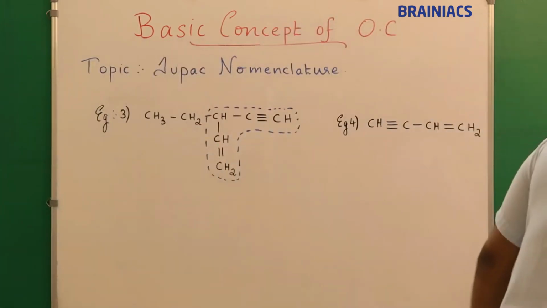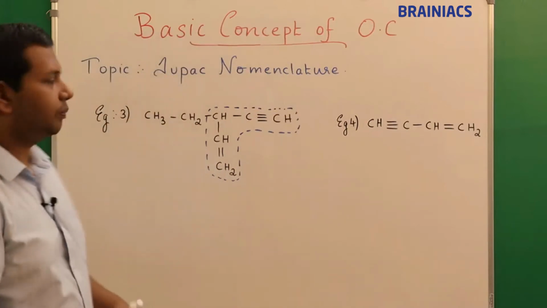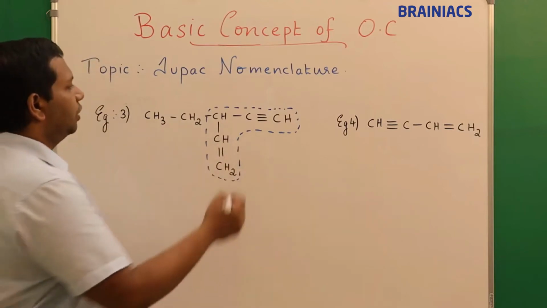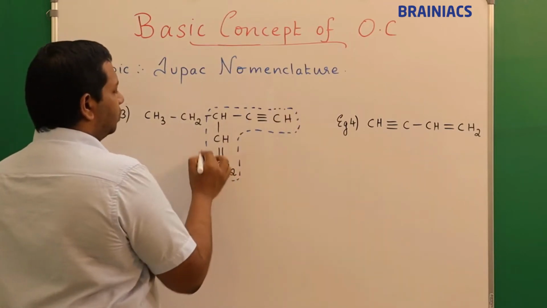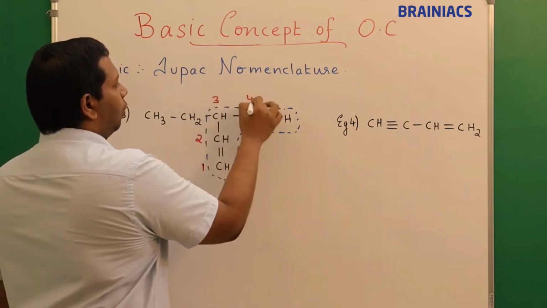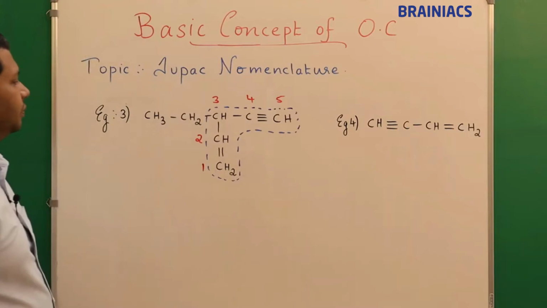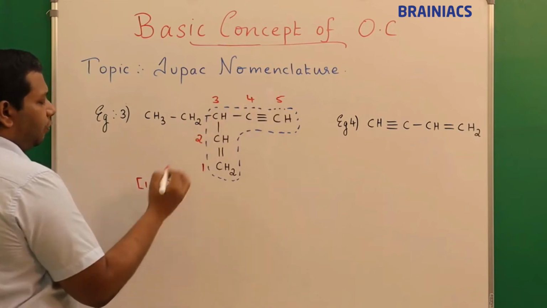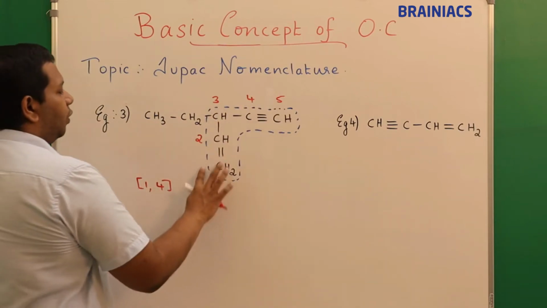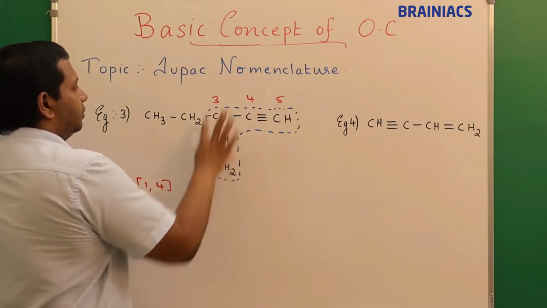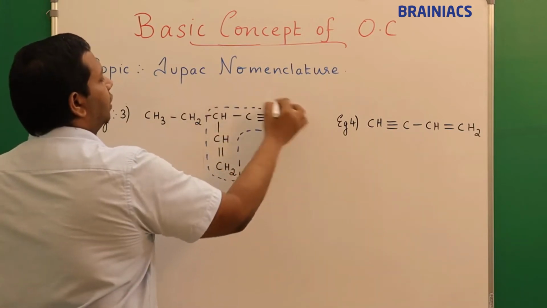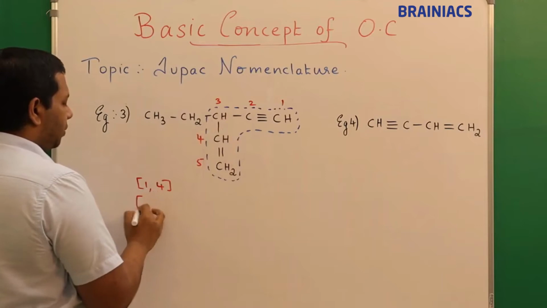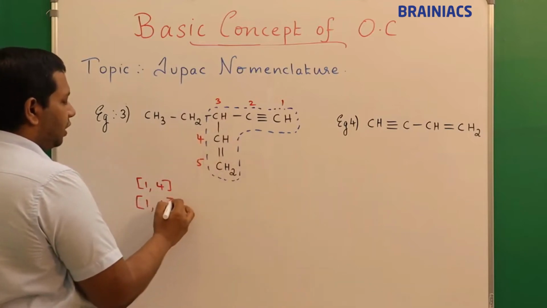Next we will do the numbering for this compound. Here one question will come: a triple bond is present and a double bond is present. If I do the numbering in this way, 1, 2, 3, 4, 5, then for the double bond 1 is coming, and for the triple bond the number coming is 4, correct? Suppose I do it the other way, 1, 2, 3, 4, 5. Here 1 is coming for the triple bond and 4 is coming for the double bond.